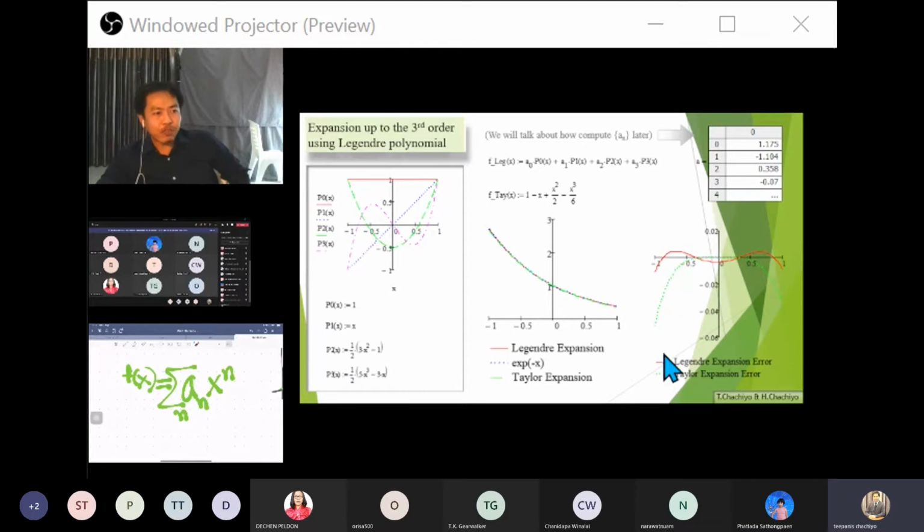So you will see that for the Taylor expansion the error is 0 at the origin, but as you deviate farther and farther from the origin the error gets bigger and bigger, but the Legendre polynomial expansion has almost constant error, like this.